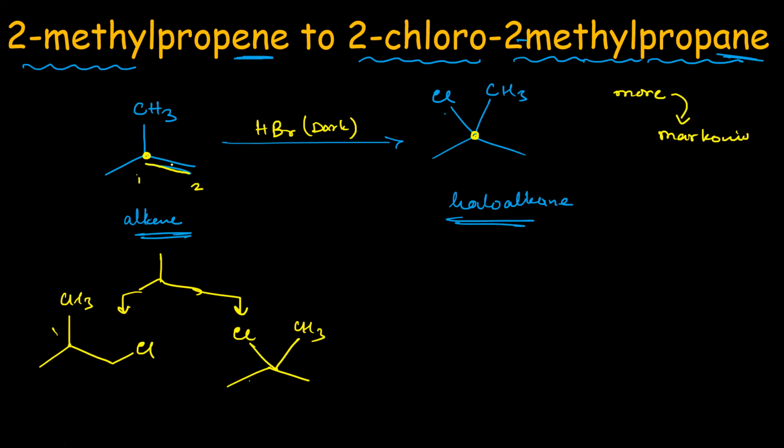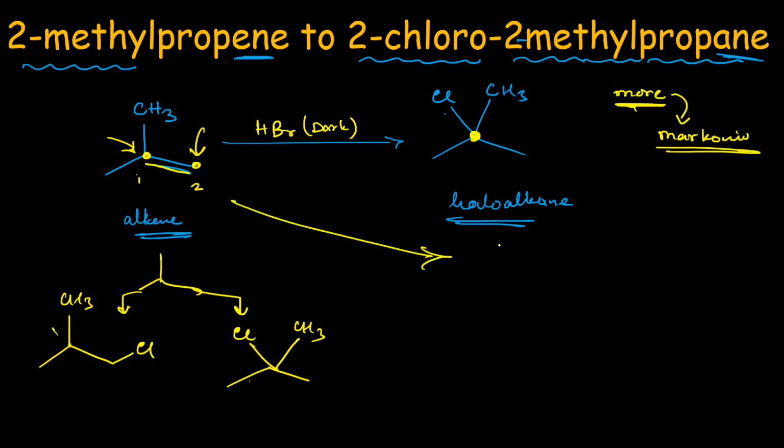Either add the chlorine in the first carbon or in the second carbon. Now you tell me which is more substituted. The first carbon is more substituted, or the second carbon? The first one. And what are we doing? We are doing the first one. And if we have the more substituted product, that means we are using Markovnikov addition. Got it?